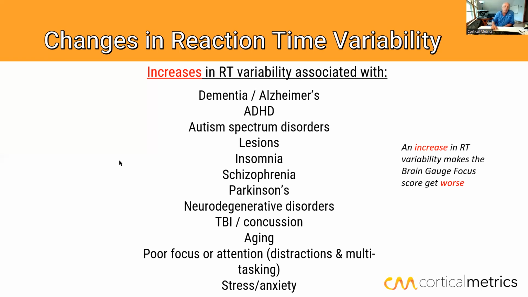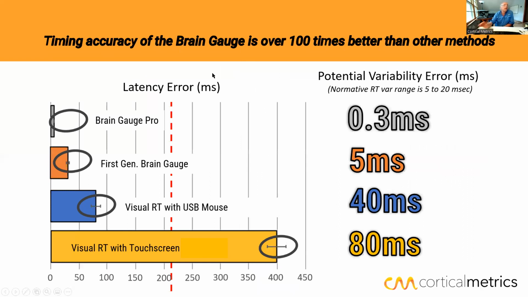So one quick addendum here is let's take a look at the timing accuracy of the Brain Gauge. The timing accuracy of the modern Brain Gauge is 0.3 milliseconds. And what did I just mention? I just said the normative range is 5 to 20 milliseconds. And we see a lot of people in that 5 to 10 millisecond range now. So that's very, very good.